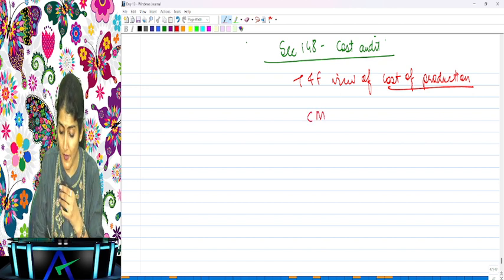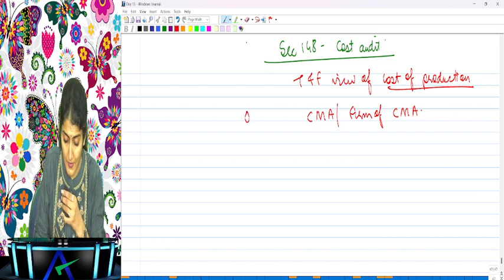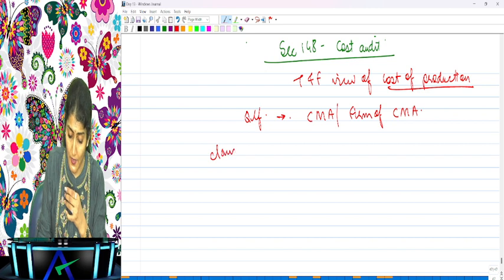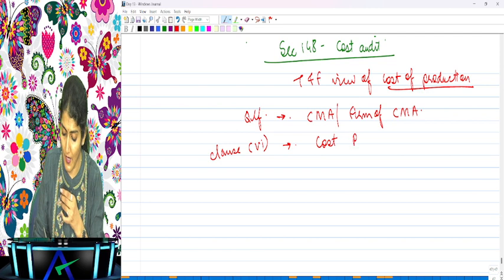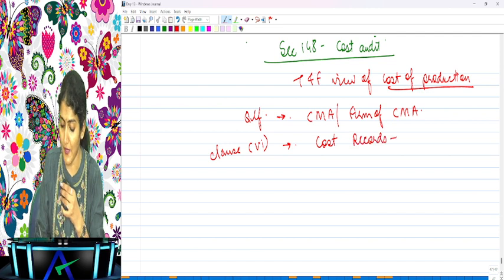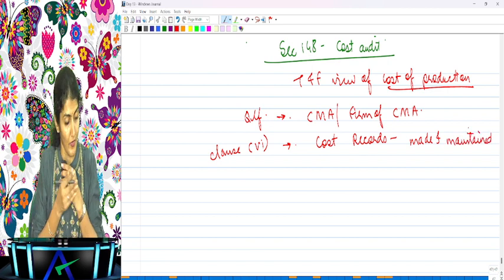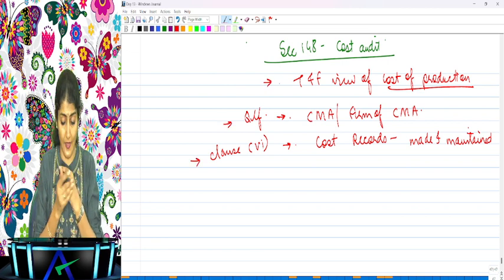So who can be appointed as a cost auditor? An individual CMA or a firm of CMA is to be appointed as the cost auditor of the company. This is the qualification for the cost auditor. Even the statutory auditor needs to report on cost records under clause 6 of CARO, whether cost records specified by the central government under section 148(1) have been made and maintained.